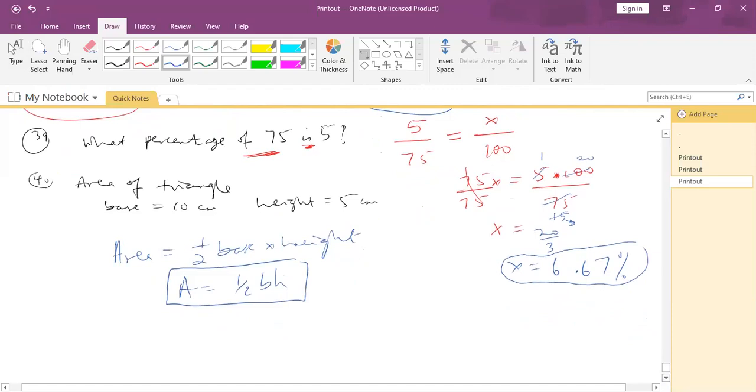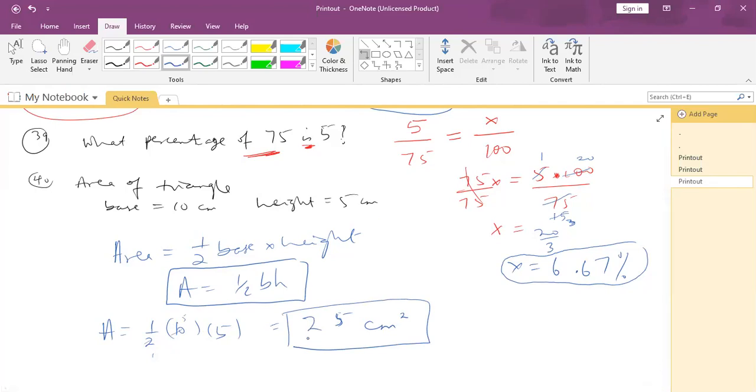So you've been given the base and you're given the height. So the area will be 1/2 times the base, which is 10, times the height, which is 5. Okay, and then we can reduce: 1/2 of 10 is 5. So 5 times 5, that'll be 25 centimeters squared. It's an area, so the unit is squared, a centimeter squared. Okay. All right, so this is number 40.